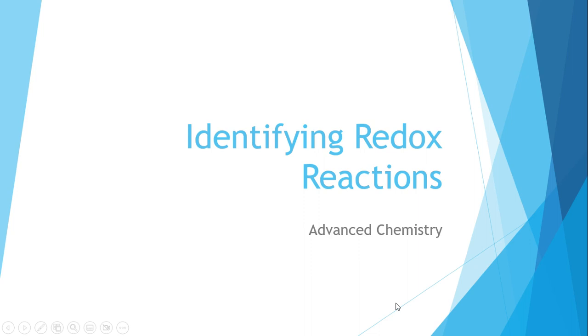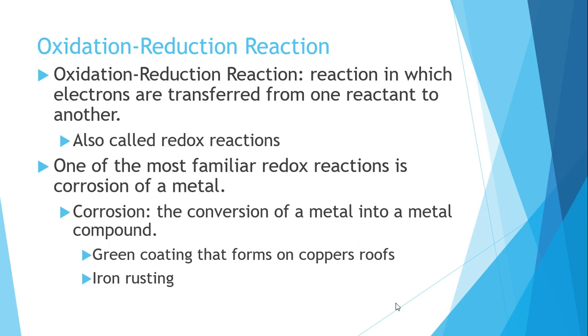Hey everyone, today we're going to work on identifying redox reactions. So, oxidation reduction reactions, also known as redox reactions, are defined as reactions in which electrons are transferred from one reactant to another. And actually, one of the most familiar redox reactions is the corrosion of a metal. Corrosion is just the conversion of a metal into a metal compound. For example, the green coating that you see forming on copper roofs, or whenever you see iron rusting.